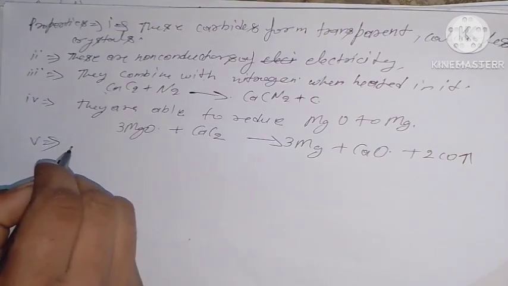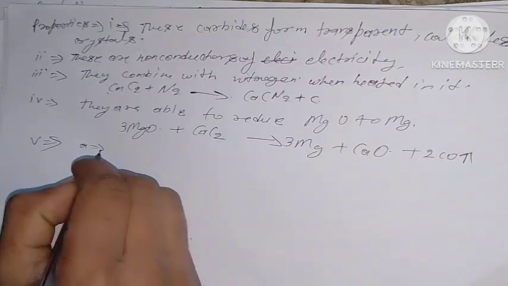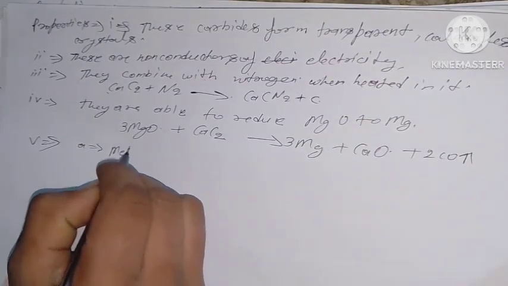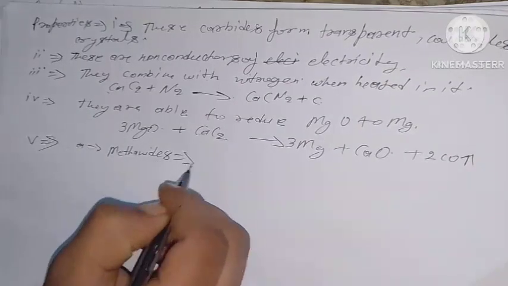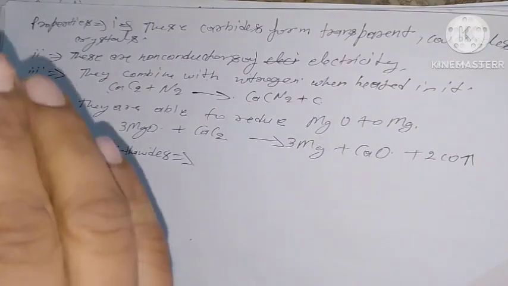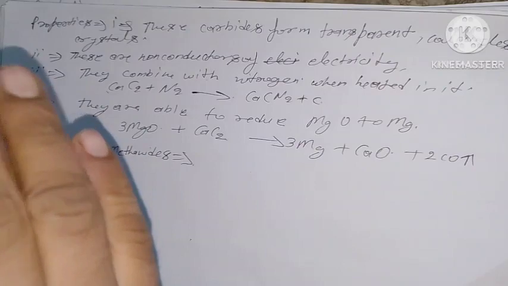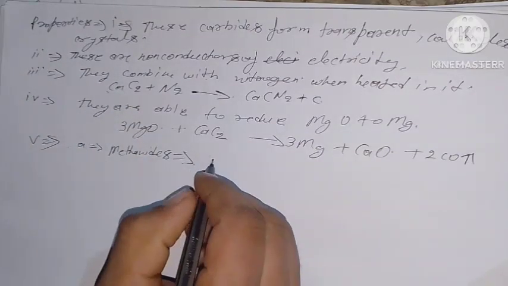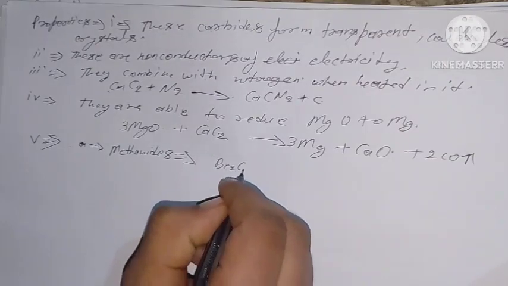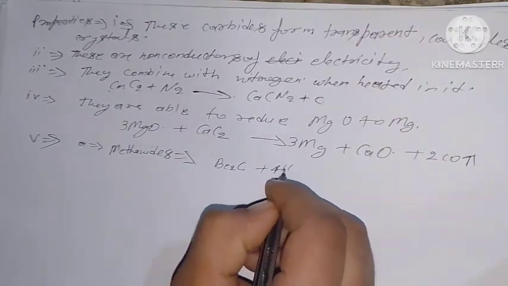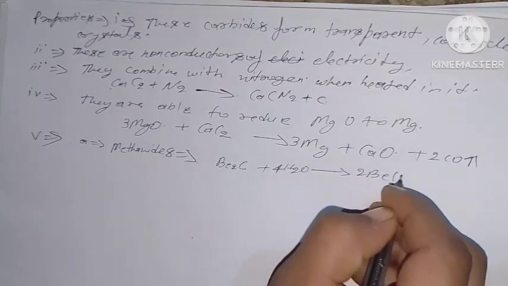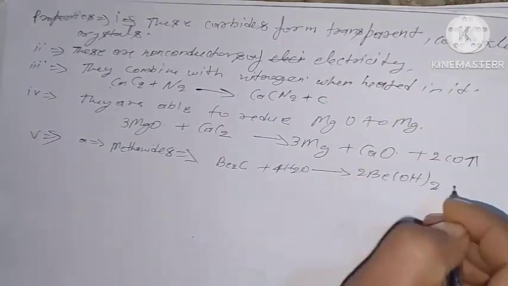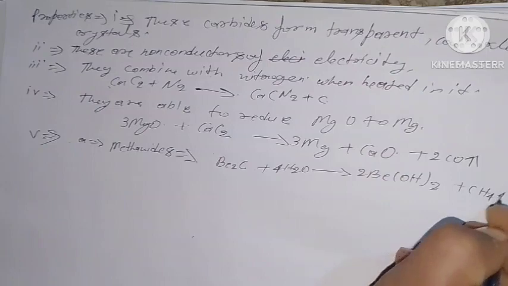Point A, methanides. These are those salt-like carbides which yield methane on hydrolysis. For example, Be2C plus 4H2O makes 2Be(OH)2 plus CH4, methane.